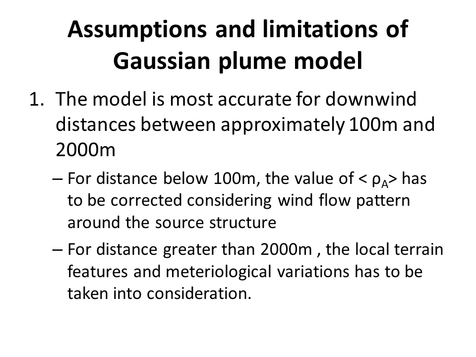Now let's see the assumptions and limitations of the Gaussian Plume model. The first assumption or limitation is that the model is most accurate for downwind distances between approximately 100 meters and 2000 meters. For distances below 100 meters, the value of rho A has to be corrected considering the wind flow pattern around the source structure. And for distances greater than 2000 meters, the local terrain features and meteorological variation have to be taken into consideration.